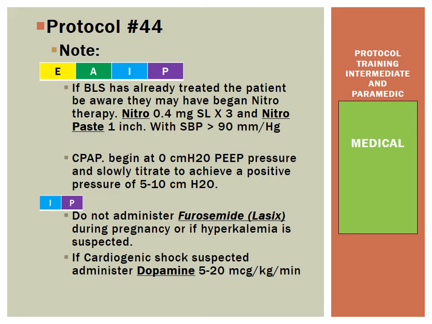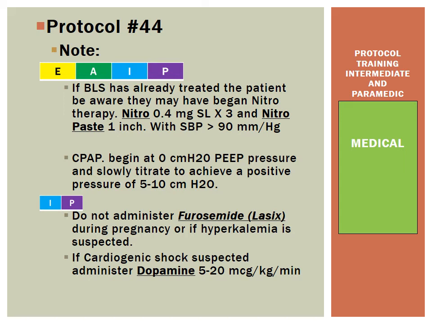Okay, so just a note on this protocol, if BLS has already treated the patient, be aware they may have begun nitrotherapy already. Same is true for the cardiac chest pain protocol. And also CPAP. We want to begin at 0 centimeters of H2O PEEP, or positive end expiratory pressure, and slowly titrate to achieve a positive pressure of 5 to 10 centimeters of H2O. And we're going to cover this extensively in the skills training.